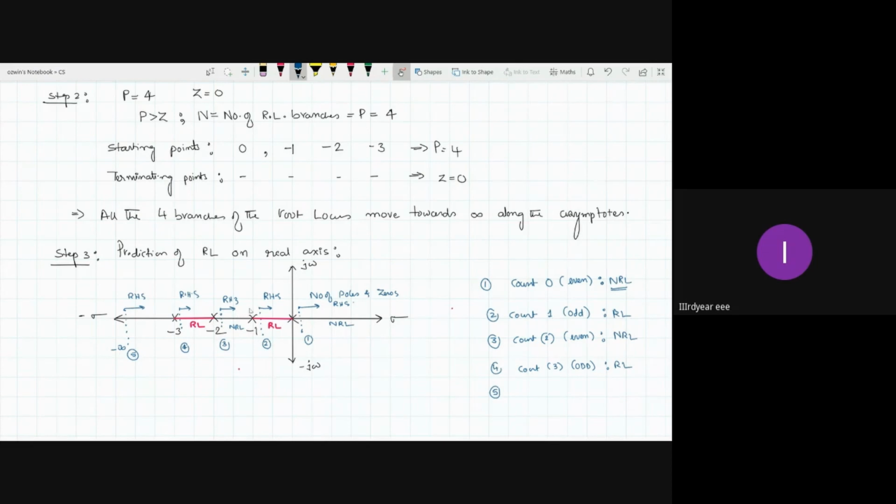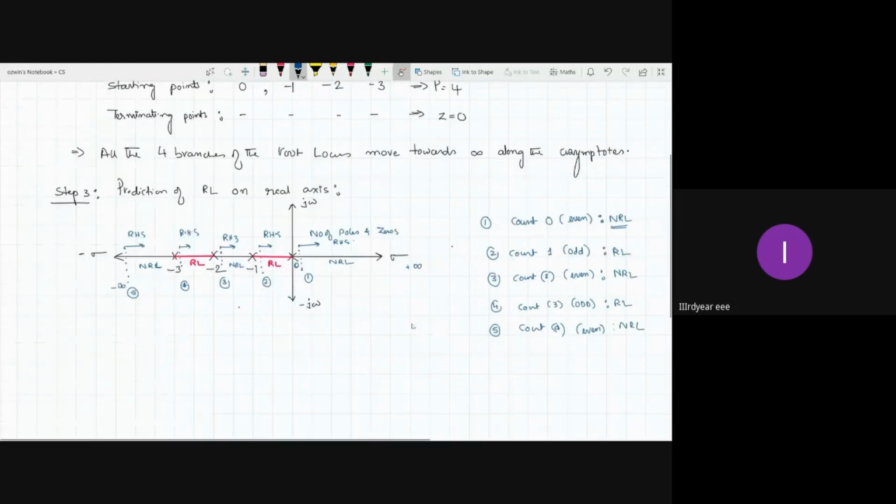So 1, 2, 3, and 4. The count is 4, 4 is even, and so NRL. So from -3 towards -infinity, your entire real axis is going to be NRL. That means you cannot have any root locus branch between -infinity and -3, between -2 and -1, and between 0 and plus infinity. This is the prediction.